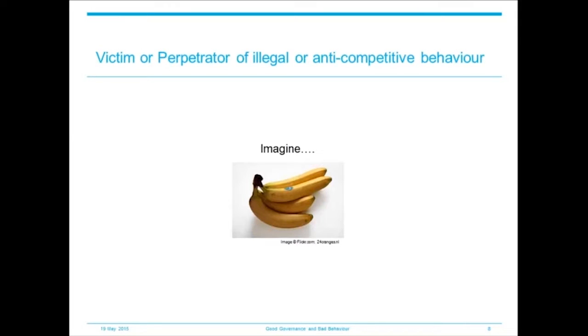The first, as you can see from this slide, is where an undertaking or company believes it has been the victim or the perpetrator of anti-competitive or illegal behaviour. Consider the following scenario.